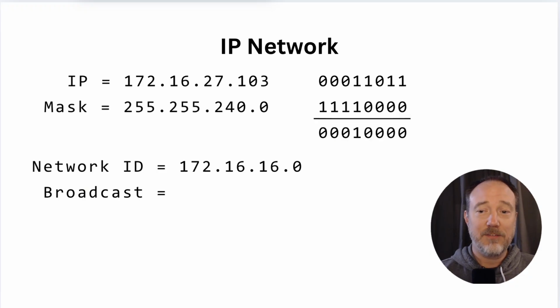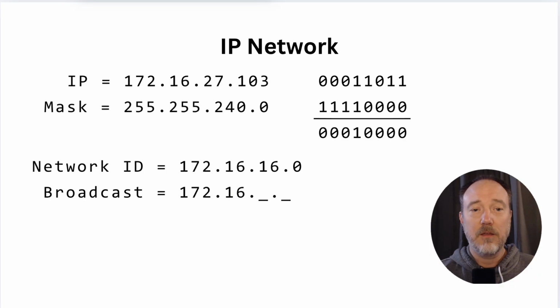Remember, the broadcast address is when all host bits are 1s. So since the first two octets are all network bits, again as designated by the 1s in the subnet mask, we can make the first two octets of the broadcast address the same as the network ID. So our broadcast is going to start with 172.16.something.something. So now we need to set all the host bits to 1.